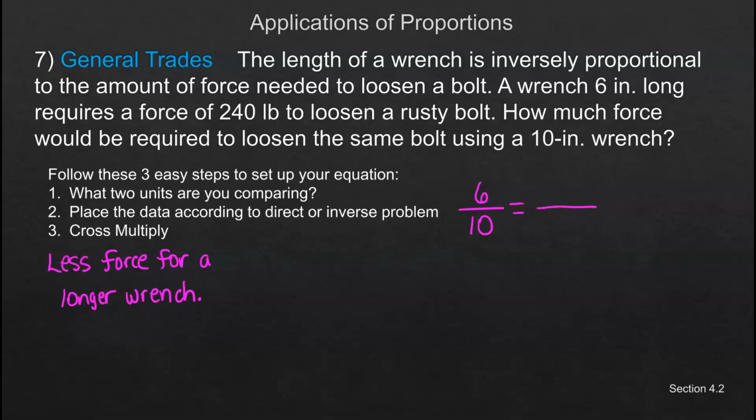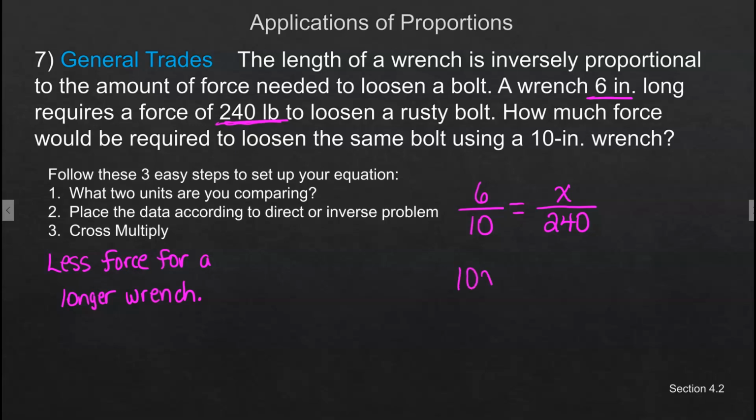Now here's what happens when it's inverse. If I have an inverse one, then notice that the 240 goes with the 6 inches. I have to put the 240 diagonal from the 6, not across from it. Now remember, with direct we would put it here. But because it's inverse, I have to turn this one upside down from what I would have done for direct. So that's why the 240 goes on the bottom denominator instead of the numerator. And then here's my x.